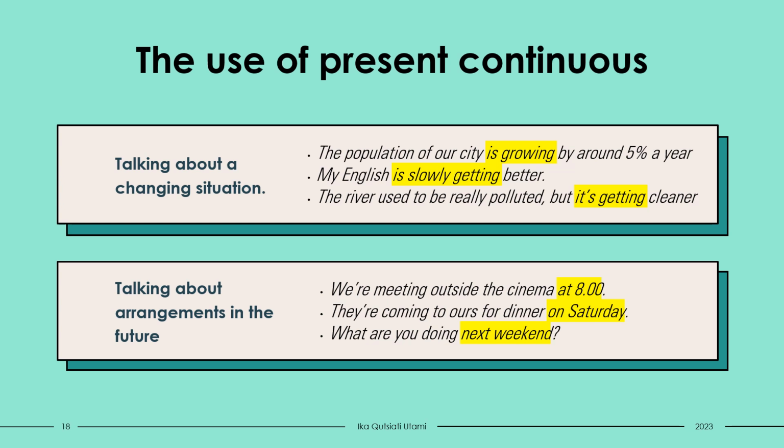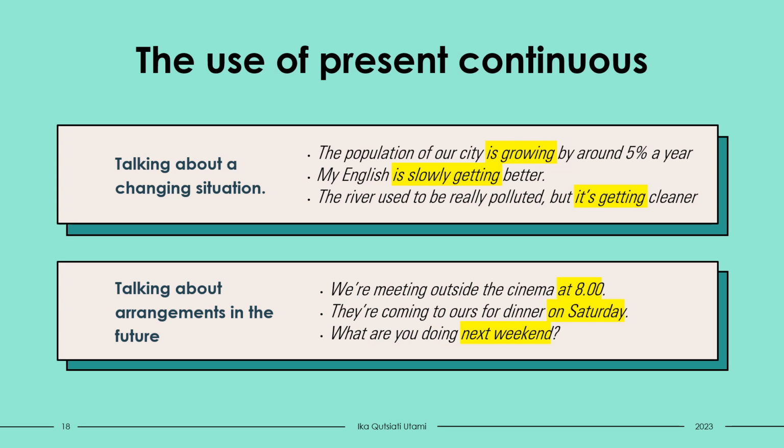Let's look at a very important one, talking about arrangements in the future. Many English learners use will to talk about the future, but will cannot be used for everything. Actually, the present continuous is one of the most common ways to talk about the future in English. If you have a solid plan or arrangement, meaning you know where and when something will happen, you can use the present continuous to talk about it.